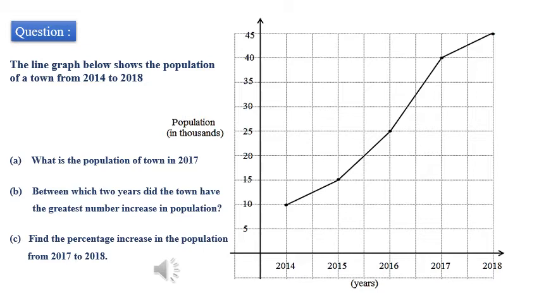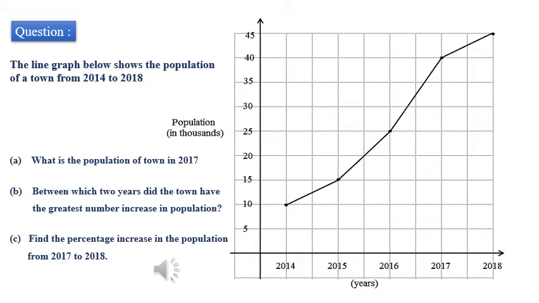Now we are going to solve part A. What is the population in 2017? We know that the population in 2017 is 40,000. From the graph, we have the population in 2017, 40,000. Now we are going to solve part B. Between which 2 years did the town have greatest increase in population? There is greatest rise in the graph.